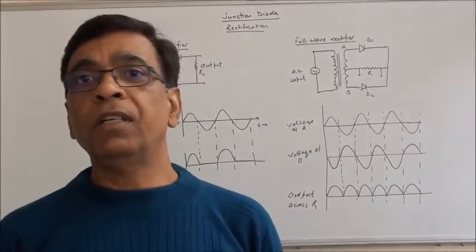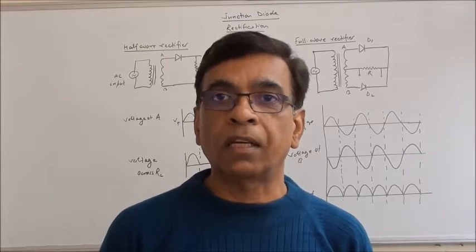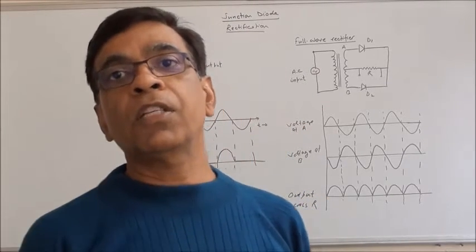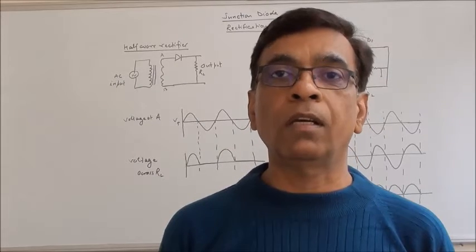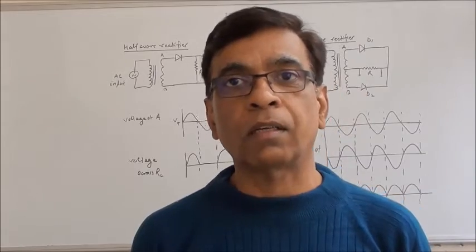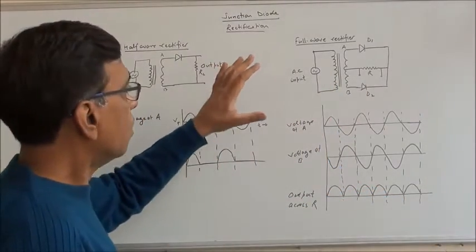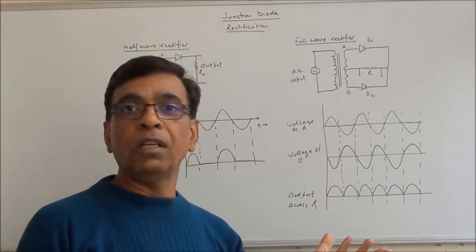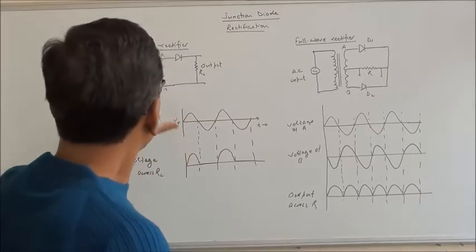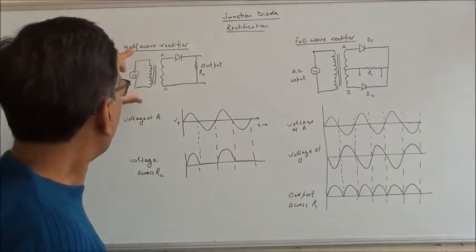One very important application of PN junction diode is rectification. Rectification means conversion of AC into DC, alternating current conversion to direct current. Now see how the basic principle is diode allows current only in one direction. So there are two types of rectifiers, half wave and full wave. First see half wave rectifier.